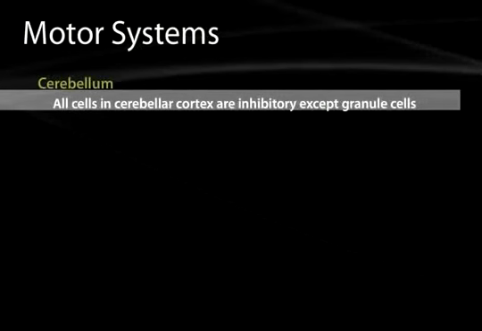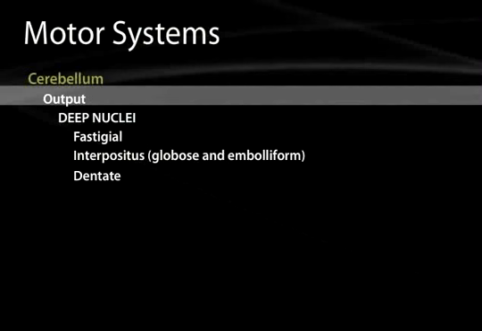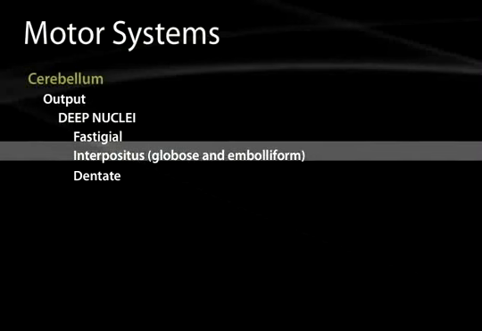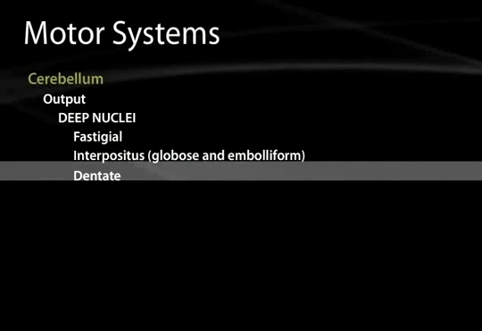An interesting fact is that all cells in the cerebellar cortex are inhibitory except for the granule cells. The output from the cerebellar cortex goes through three deep nuclei. So it doesn't exit directly out of the cerebellum. It has to first stop in one of these deep nuclei. The deep nuclei are the fastigial, the interpositus, and the dentate. The interpositus nucleus can be further divided into globose and emboliform, but it's easiest to remember it as the interpositus.